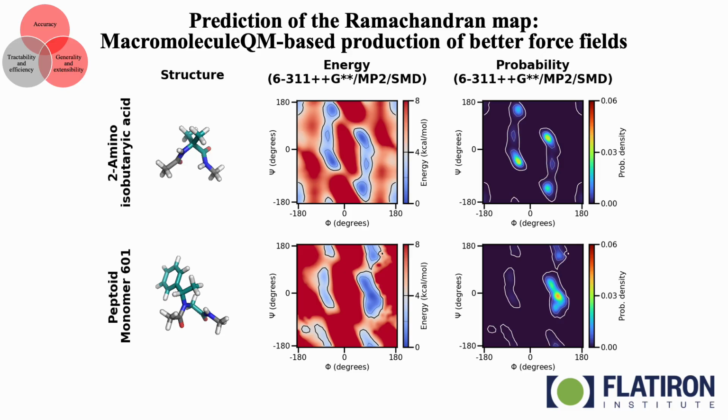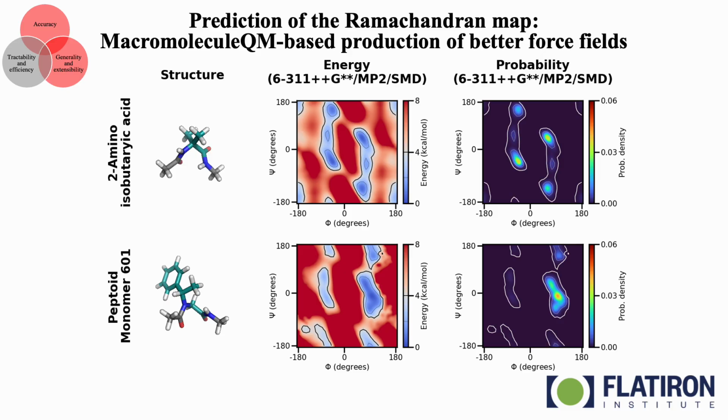QM calculations have no parameters that have to be calibrated specifically for an amino acid type, so we can apply this just as easily to exotic chemical building blocks like AIB, or to even more exotic chemical building blocks like peptoid monomers. Peptoids are like amino acids, but the side chain comes off the nitrogen. So here's a chiral peptoid where we've computed the Ramachandran potential. And this allows us to extend our force fields to allow much more exotic chemical building blocks to be modeled.